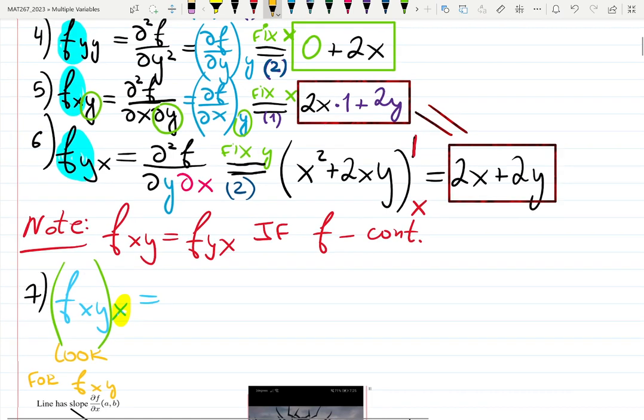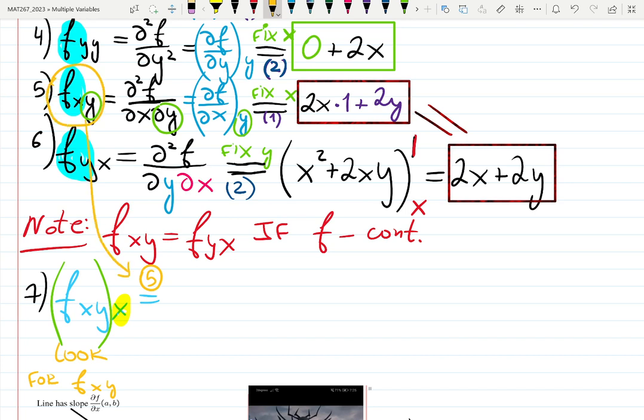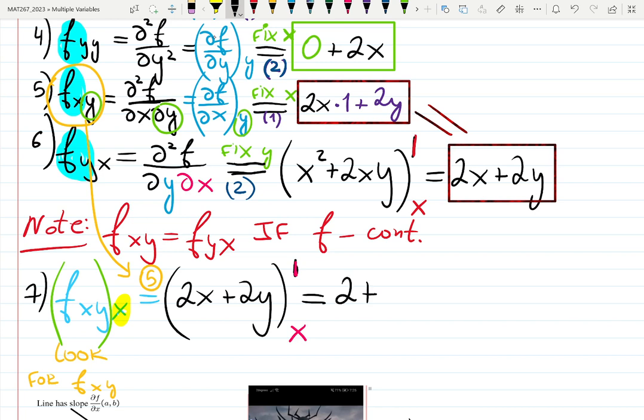But we already found it. It's equation number 5. See, we found it. It's here, number 5. And now you look at the answer. It's 2x plus 2y, in parentheses, prime, with respect to whatever the last variable is, x. And the logic repeats. x is important. Everything else is a constant. 2x gives you 2. 2y gives you 0. The answer is 2. How cool is that?